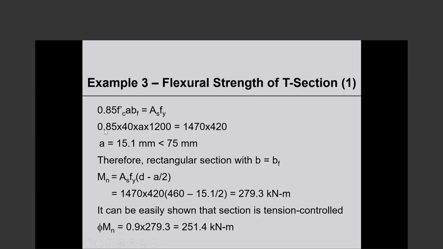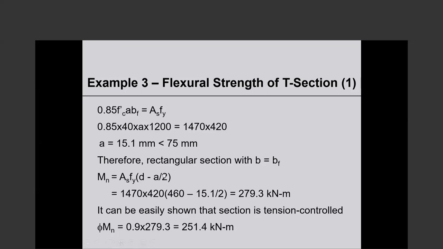Okay, so 0.85 F sub C prime is 40 MPa. Stress block depth is what we want to determine. B sub F is 1200 millimeters, which we calculated as the effective flange width, equal to A sub S of 1470 multiplied by 420. So A comes to 15.1 millimeters. And that is less than the 75 millimeters flange thickness. So the neutral axis is in the flange as we postulated.